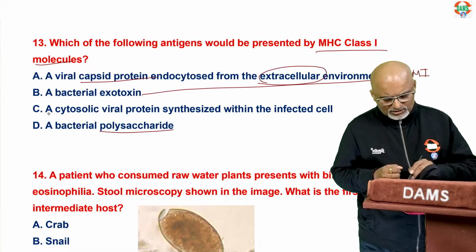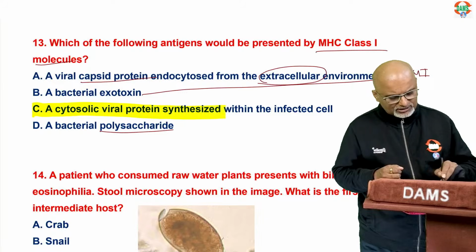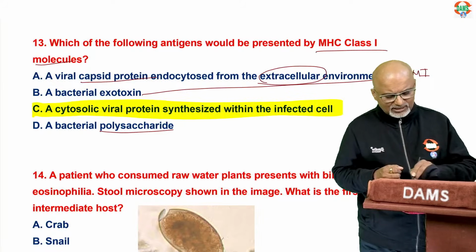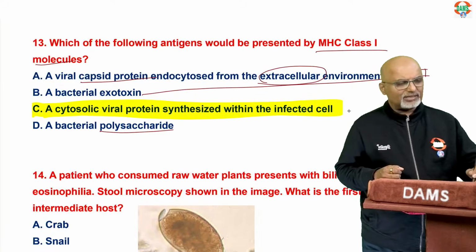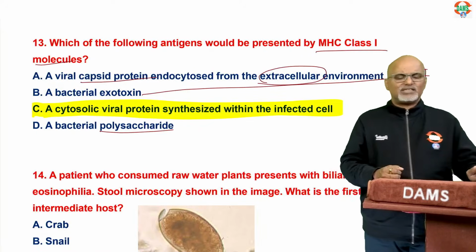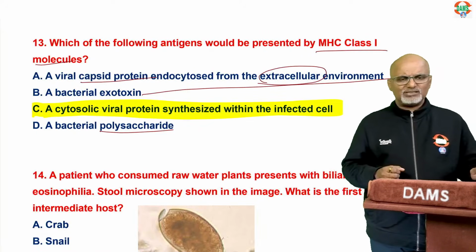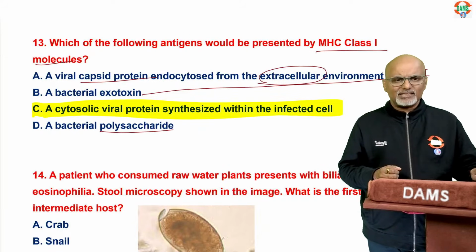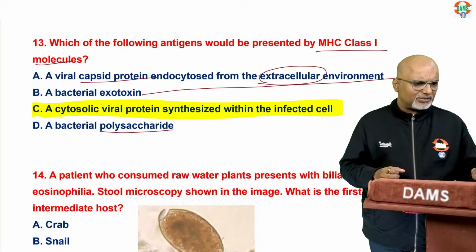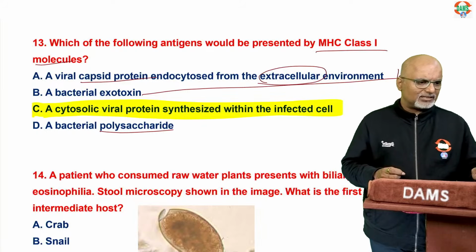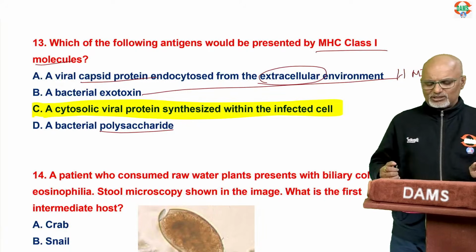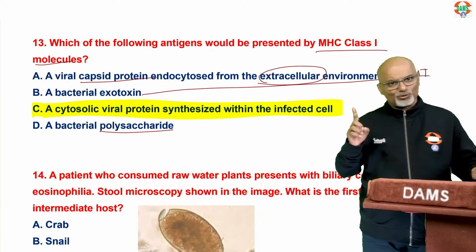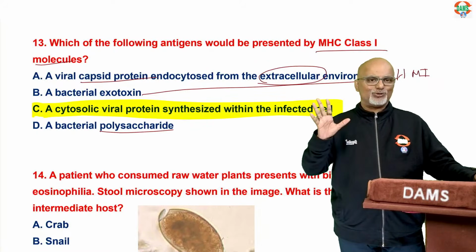So cytosolic viral protein synthesized within the infected cell. Infected cell, if it is having MHC1, it presents to CD8, leads to cell mediated immunity. Very good, Dr. Anshita Jain, and many people beautifully answered. Okay, and right, they mentioned MHC1 endo, MHC2 exo. That's all. Khatam.